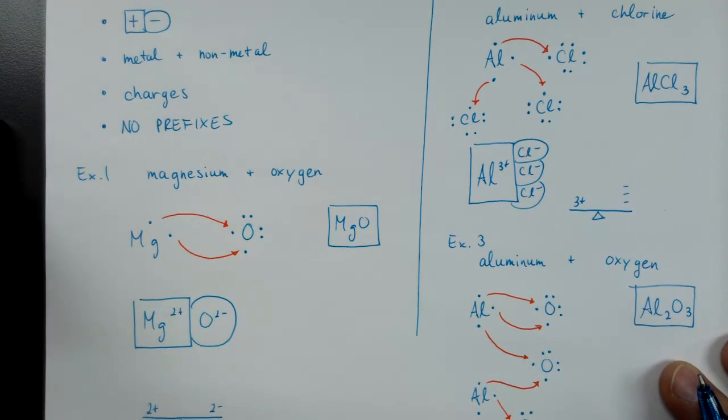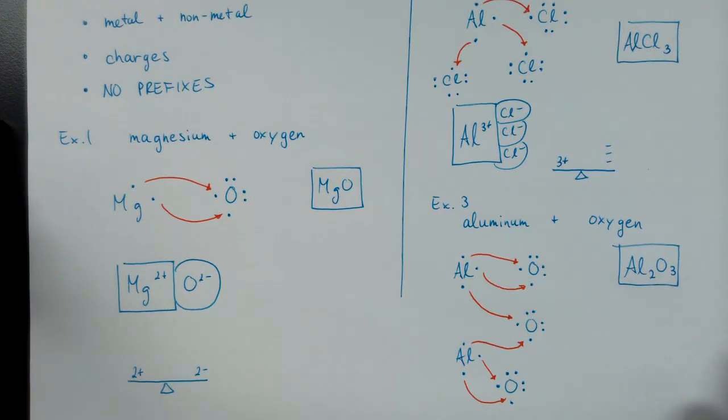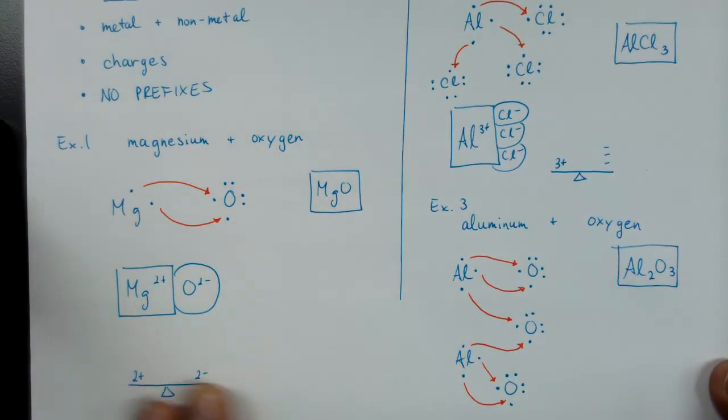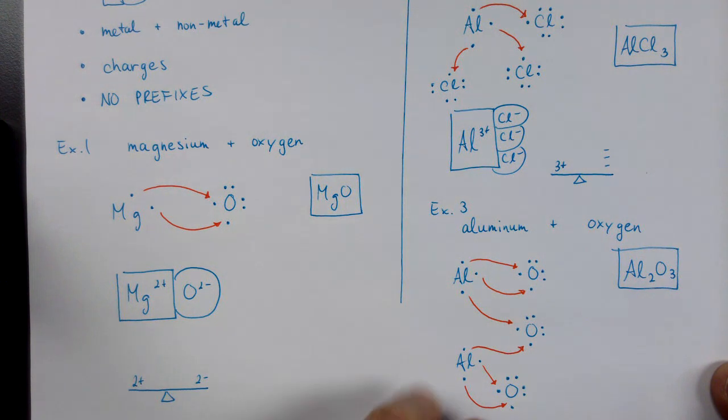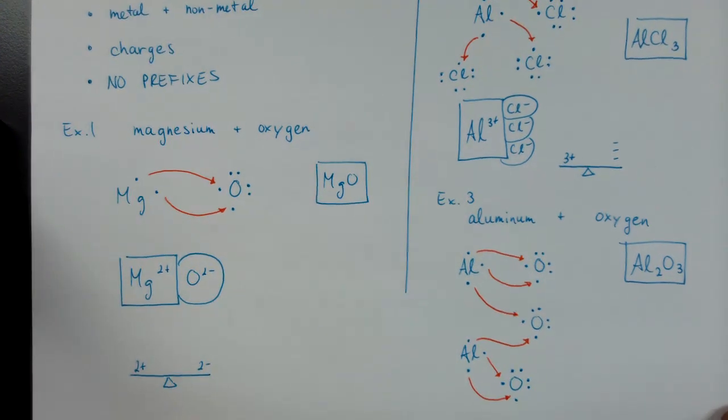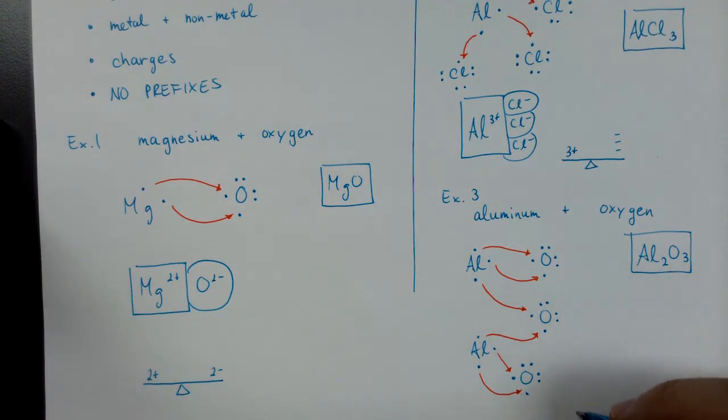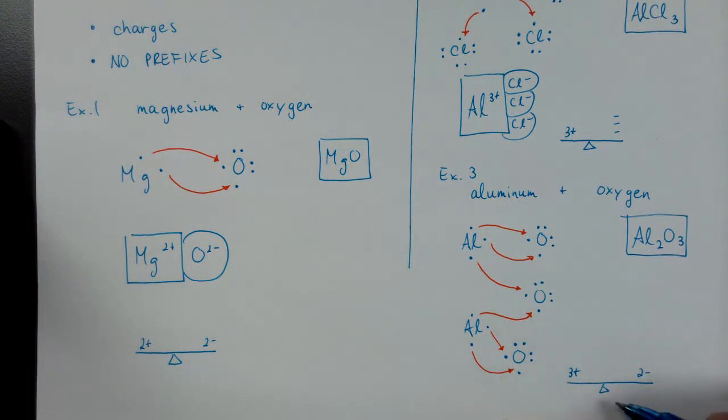Okay, so looking at my models, I've got my Lewis, my block, my balance. Here I've only done my Lewis, but you can see if I had done my balance, man, the time and energy I would have saved. 3 plus, 2 negative. Looking at balancing these, a common multiple of 3 and 2 is 6. So 2 aluminums gives me 6 plus, 3 oxygens gives me 6 negative. The scales balance, 2 aluminums, 3 oxygens.